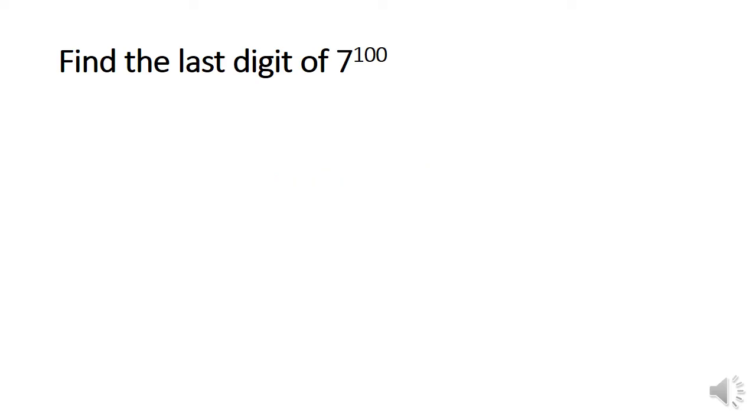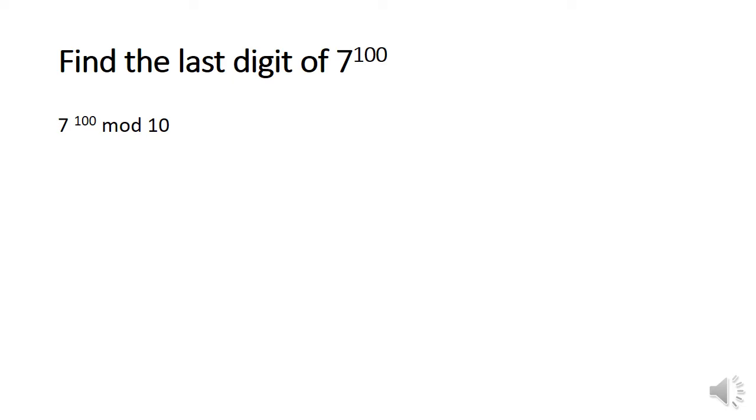First of all, we would like to find the last digit of 7 power 100. 7 power 100 is a very large number. You can't even put it on your calculator and find the last digit. However, in order to find the last digit of any number, we can take that number, which is 7 to the power of 100, and take it mod 10.